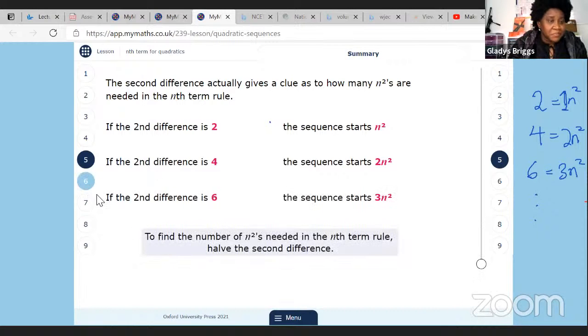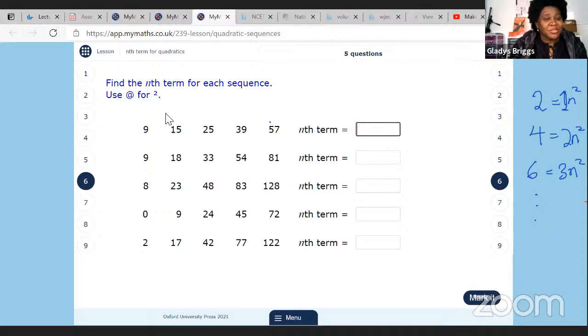Yeah, so guys, this is your question. Have a go at question 1 for me. Find the first difference and find the second difference so that you can know what is in front of the n squared, whether it is 1n squared or 2n squared or 3n squared, and then you can find the nth term. This is topic 6, yes.